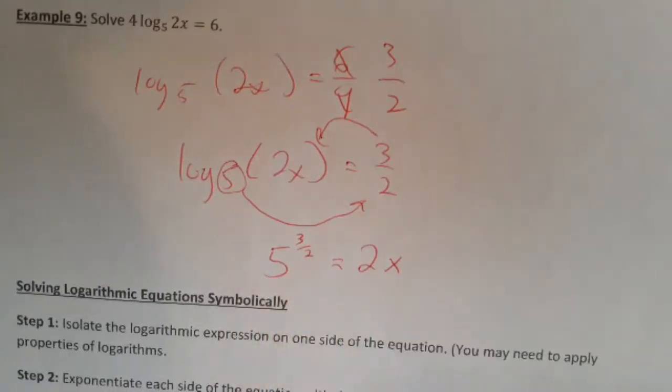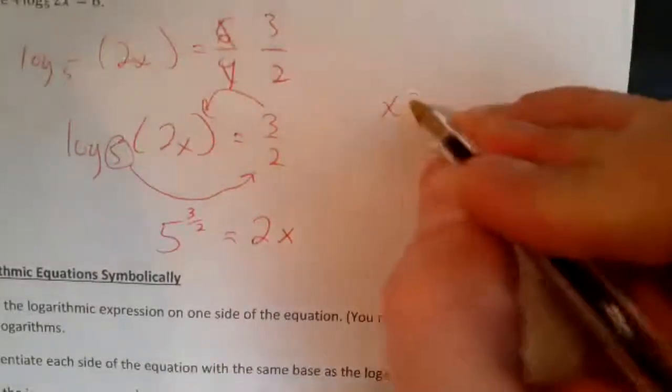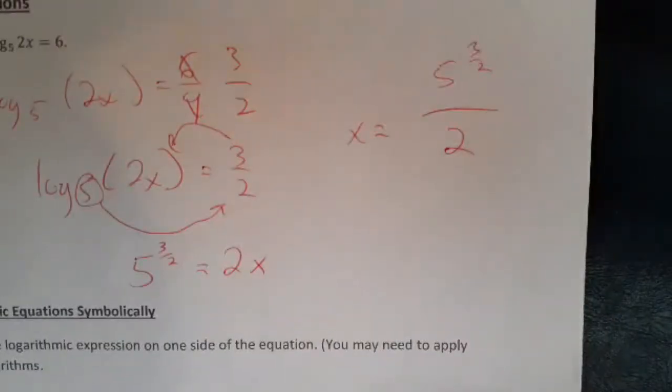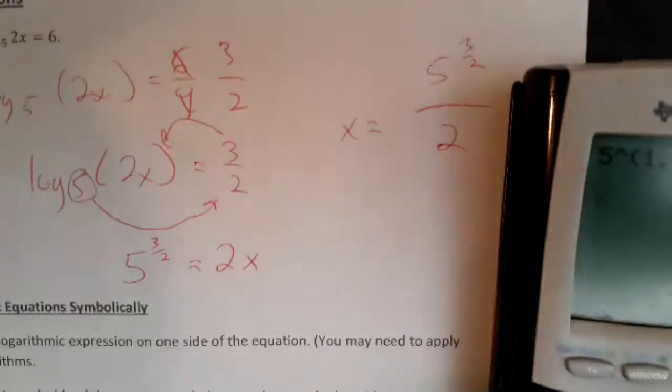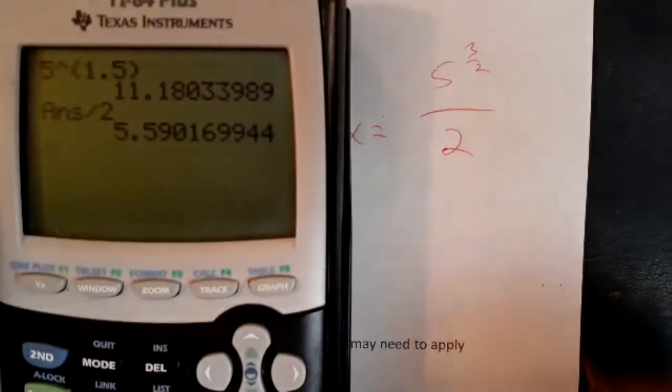Once you get to this step, you're probably definitely using a calculator to find out what 5 to the 3/2 is, that is not a pretty number. But in order to solve for x, we're going to have to take 5 to the 3/2, and then divide that by 2. And so if we take 5 to the 3/2, divide this by 2, it should be giving us something like 5.5901, or 5.59 is probably good enough.